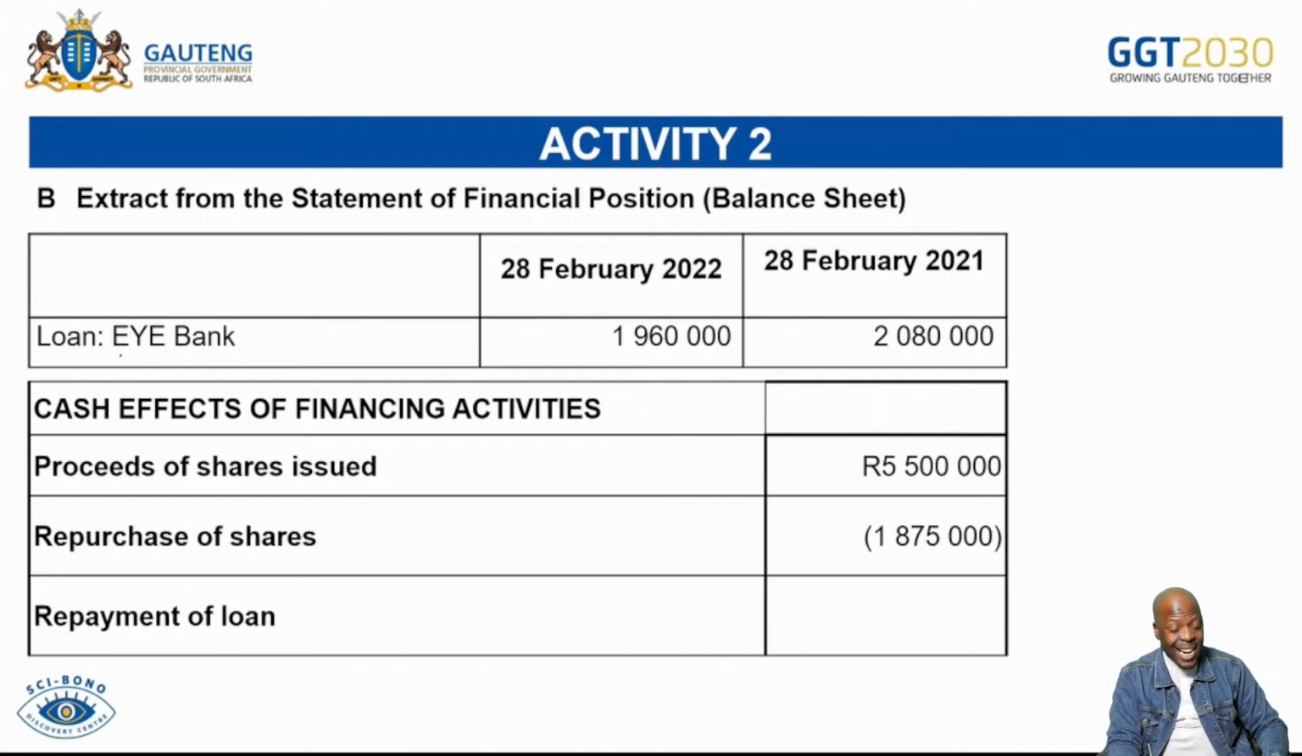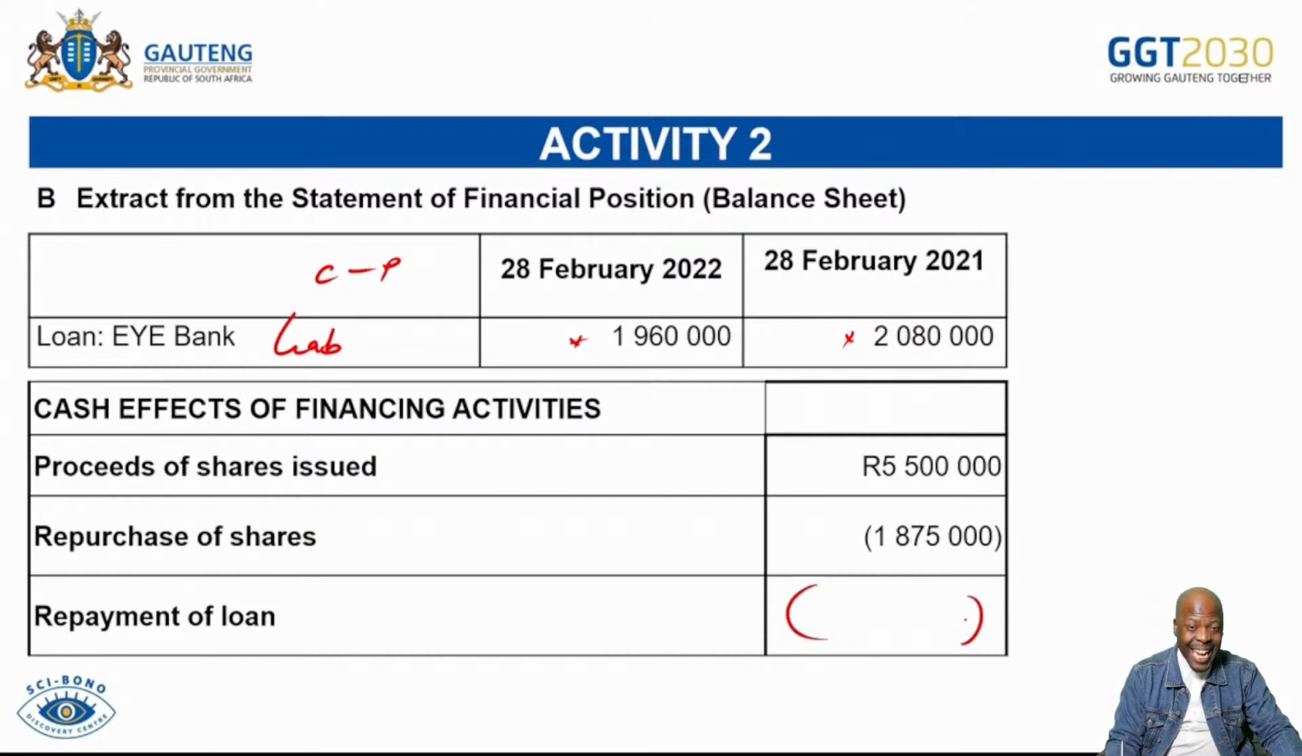Did the loan increase or the loan decrease? You can look at it from what I told you earlier on, that this is a liability. And with liabilities, you say current minus previous, and you follow what your calculator gives you. So you look at the loan. The loan was 2 million, but it's now 1,960,000. That means we paid back the loan. Once we paid, I have my brackets in already, an outflow.